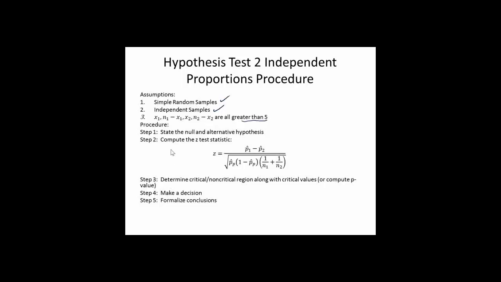And then the procedure is, again, the same thing. State the null and the alternative hypothesis, compute the z-test statistic, which is given by this guy here. And then depending on what our decision-making criteria process is going to be, either the critical value method or the p-value method, we can do that in step 3. Step 4, we make the decision, reject or fail to reject, and then step 5, if necessary, we can formalize our conclusions.